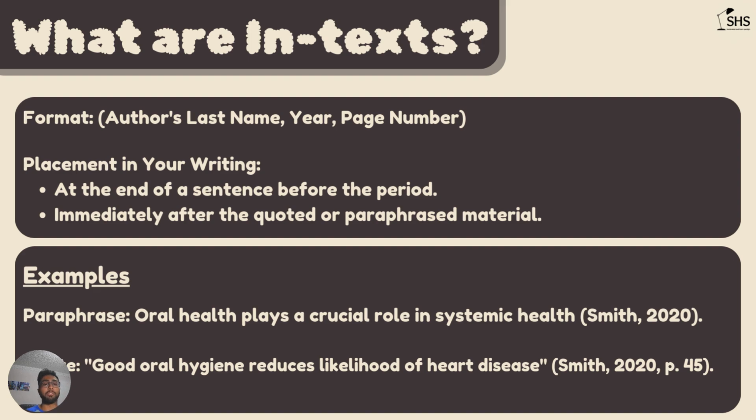You'll see that the format for in-text is typically the author's last name and the year. This is placed at the end of a sentence before the period and also immediately after whatever quoted or paraphrased material you have. If you look at the examples we have here, there's a slight difference between if you paraphrase and quote. For paraphrase, all you need is the author's last name and the year that the source was published. Whereas if you're using a direct quotation, you'll also add the page number from that quote.